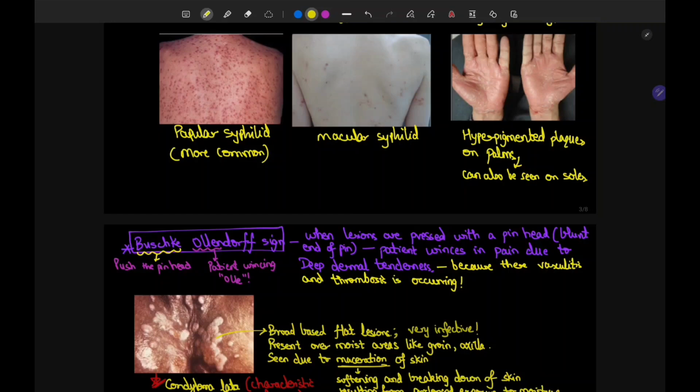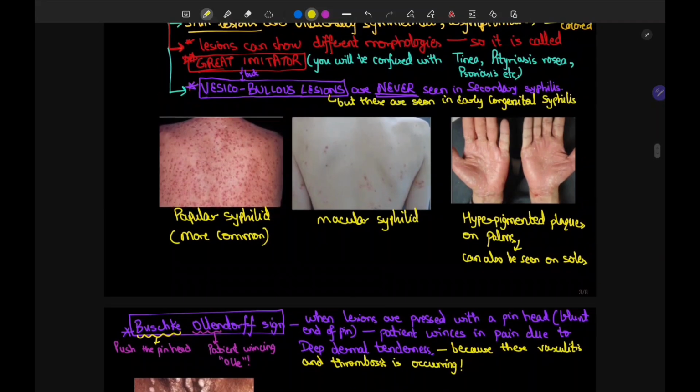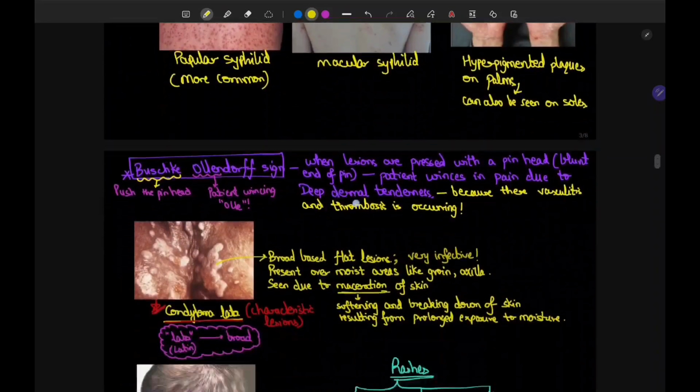So I made some trick here. See, Buschke-Ollendorff sign. Buschke, you must think in your mind like you are pushing the pin head, and the patient is wincing. Oh. The patient is wincing in pain. Now he is saying all in. So Buschke-Ollendorff sign: wherever you read in an MCQ or in any exam, if anybody asks you what's Buschke-Ollendorff sign, your mind should go towards secondary syphilis.